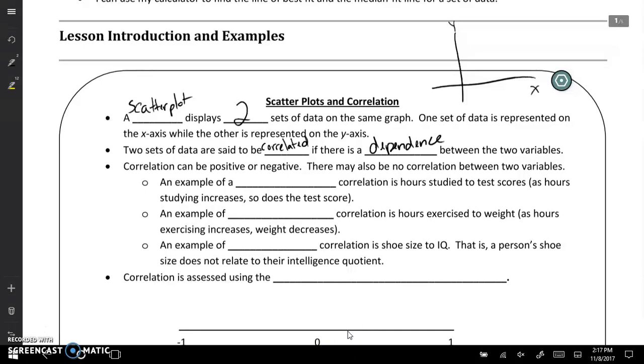So think about studying to test scores. In general, the more that you study, the higher your test score is. So the higher your hours studied, the higher the test scores. Since they're both going up, that is a positive correlation.